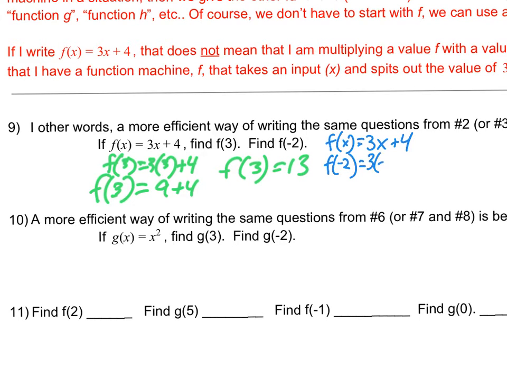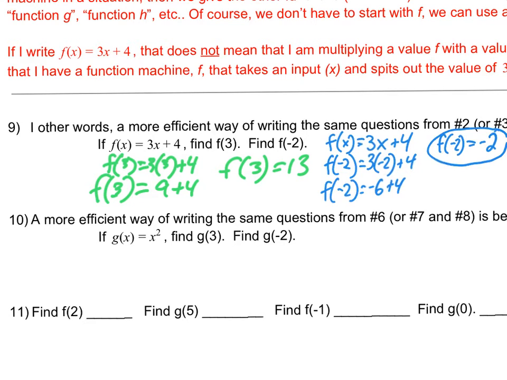I'm going to substitute the -2 in for x on the right-hand side as well. The left-hand side, once again, never changes. We're trying to find f of -2. Don't try to simplify the left-hand side ever. That's what we're trying to find. 3 times -2 is -6 plus 4. And so my final answer now, f of -2 equals -6 plus 4, which is -2.